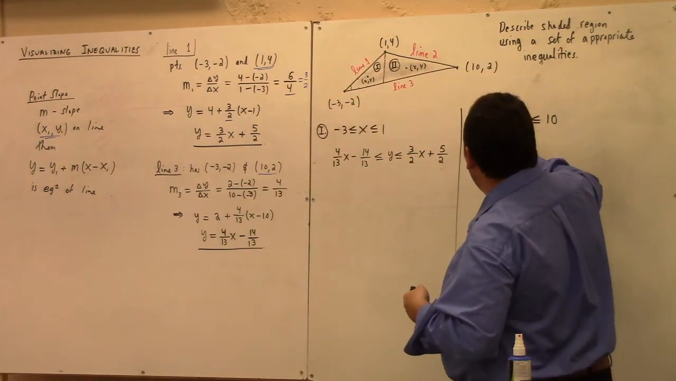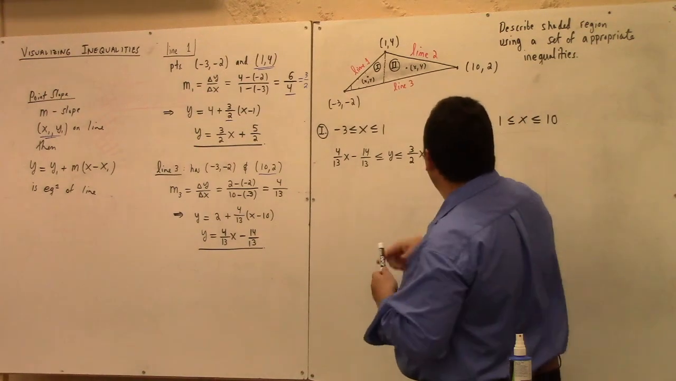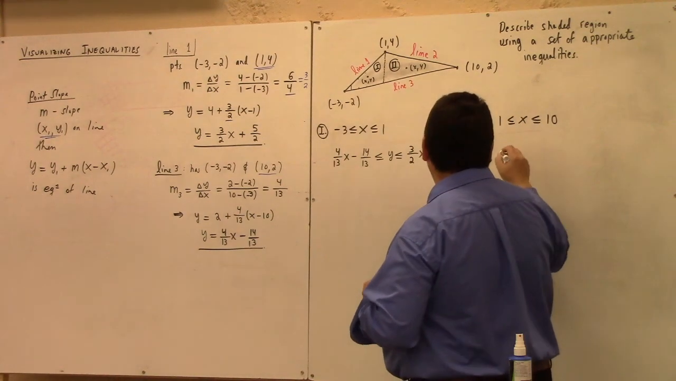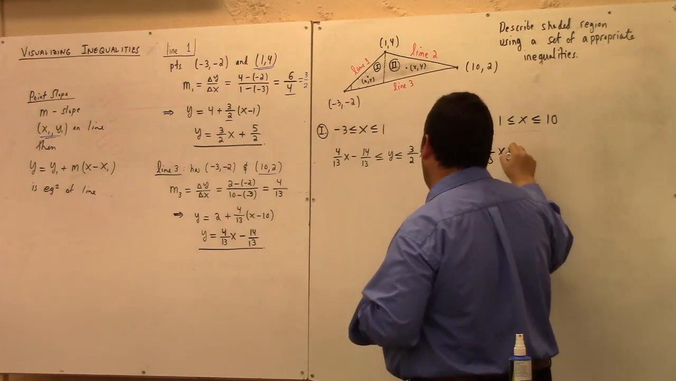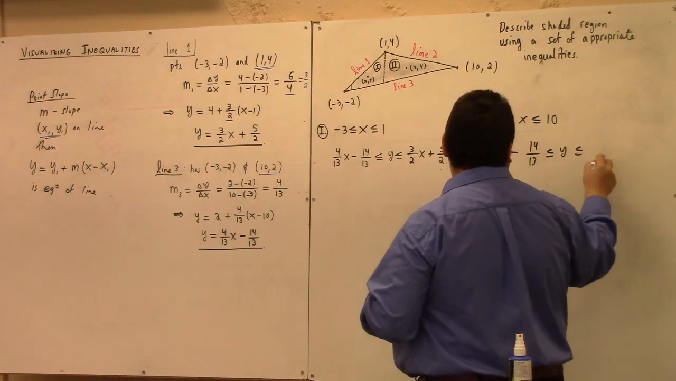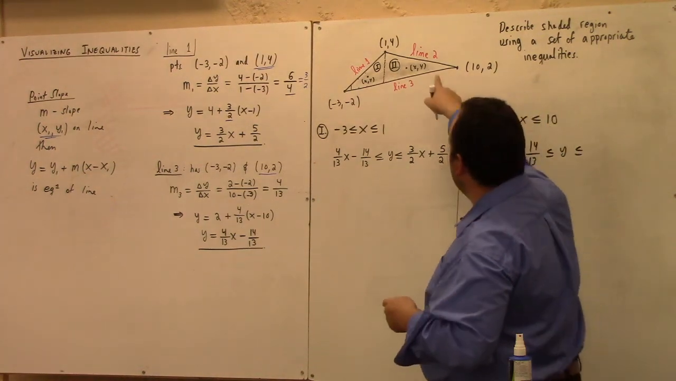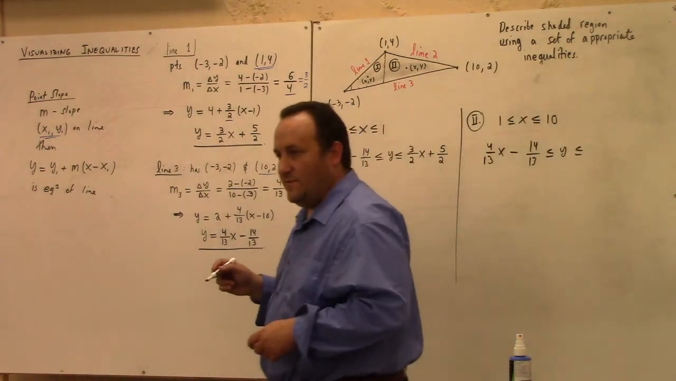To describe region 2, we already know line 3, right, which is 4/13 x minus 14/13 less than or equal to y less than or equal to. Can somebody tell me what the equation of line 2 is? I haven't done that one yet. Maybe you worked it out by yourself while you're tired of me talking? No?